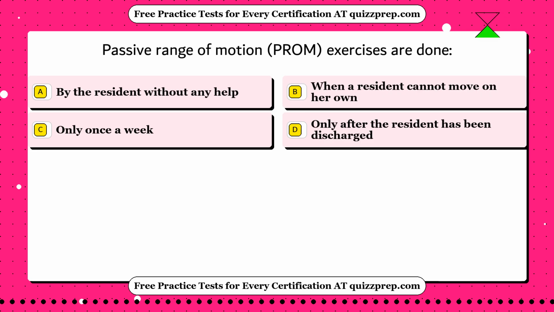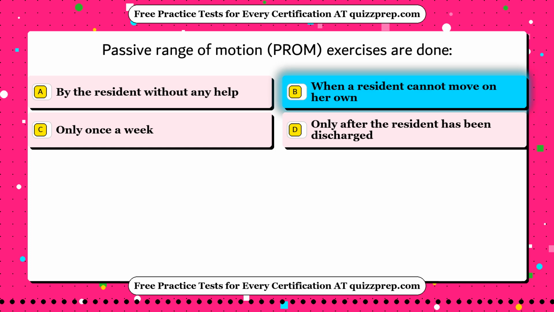Question 42. Passive range of motion, PROM, exercises are done. Option A, by the resident without any help. Option B, when a resident cannot move on her own. Option C, only once a week. Option D, only after the resident has been discharged.